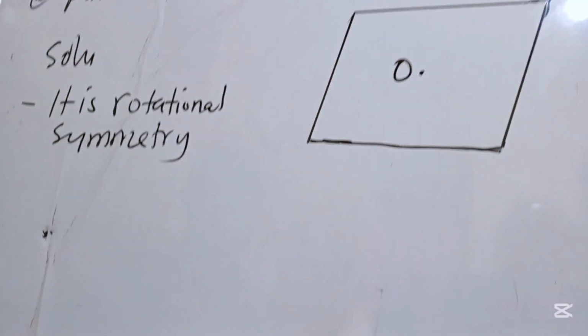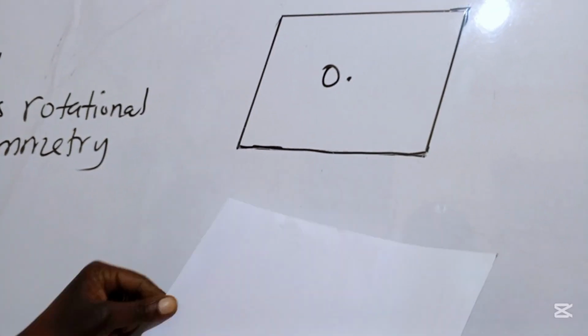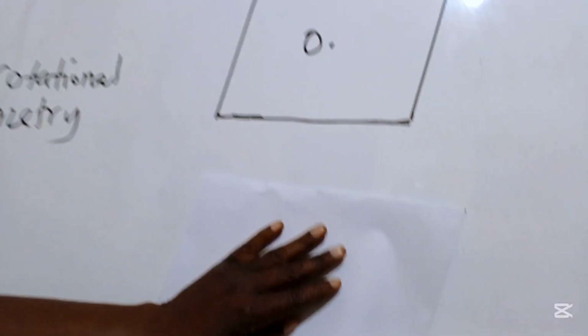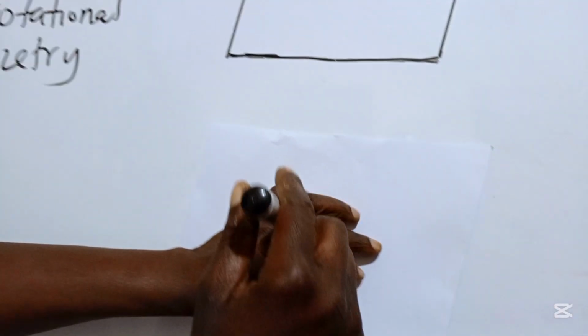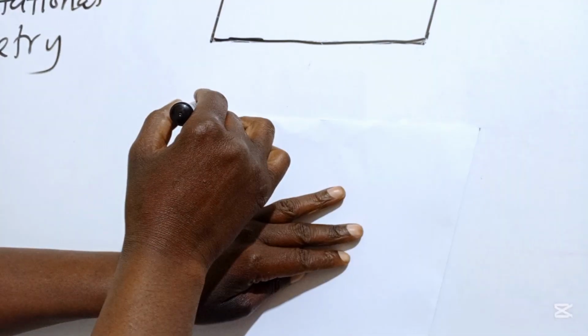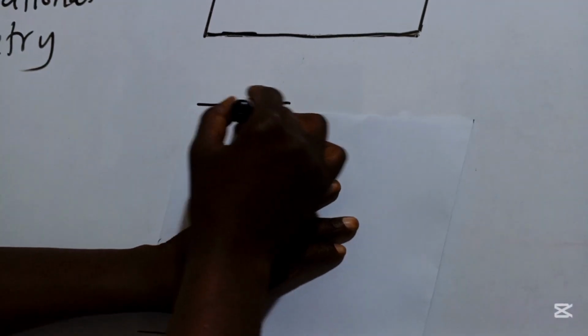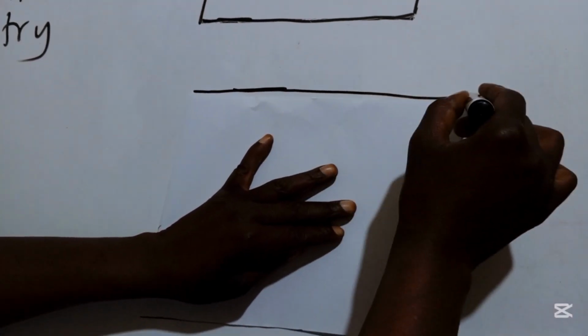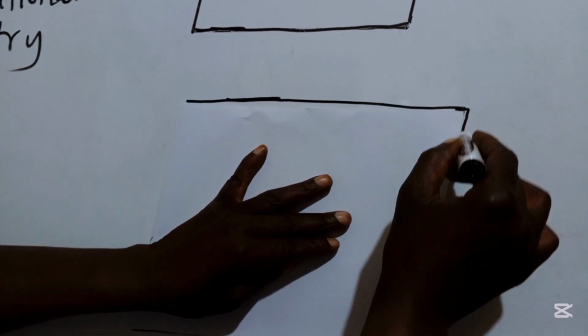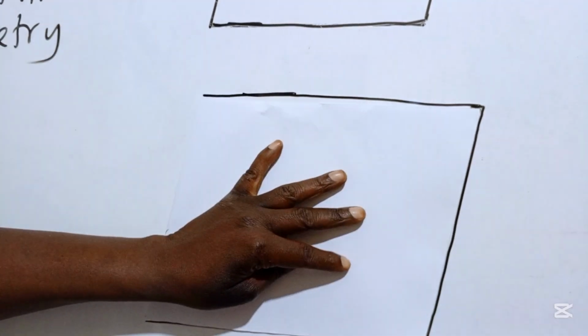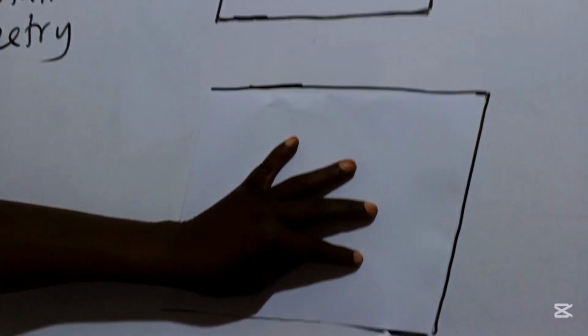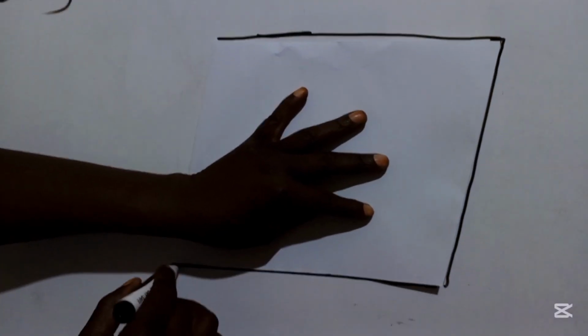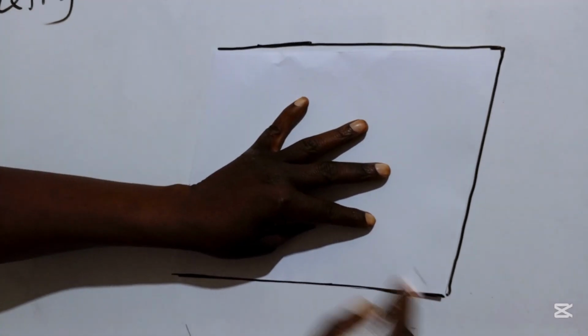I'm going to demonstrate this. I'm going to draw the same parallelogram, but I'll use a paper. So the cameraman, please, let's hope our learners are able to see what we are trying to do. You can see, ladies and gentlemen, I'm just using a paper. So I want to see what is happening.